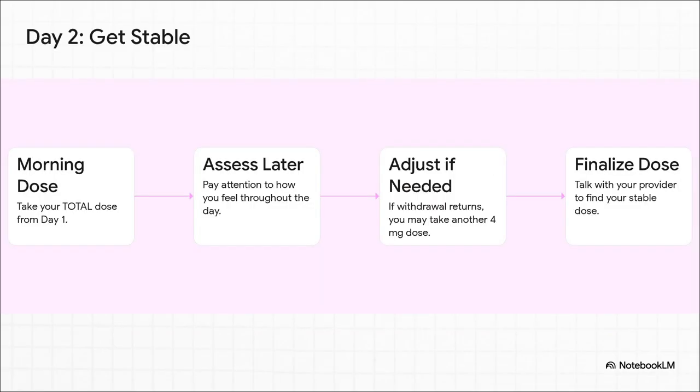So the goal for day 2 is all about finding your stable dose. You're going to start by taking the total amount you took on day 1, all at once in the morning. So if you took 8 milligrams total yesterday, you'll take a single 8 milligram dose this morning. Then you just see how you feel. If those withdrawal symptoms start to creep back in later, you might take another small dose. The key here is just to stay in close contact with your provider to get that maintenance dose just right for you.